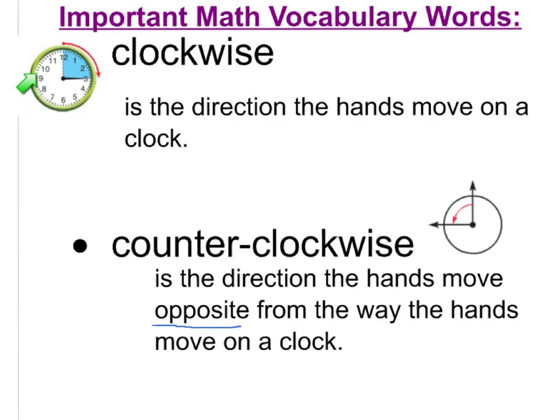So if we look at our clock, we can see that clockwise would just go around the clock to the right. Counterclockwise is the opposite direction, opposite from the way the hands move on a clock. So it would be going to the left. So clockwise is going to the right, and counterclockwise is going to the left.